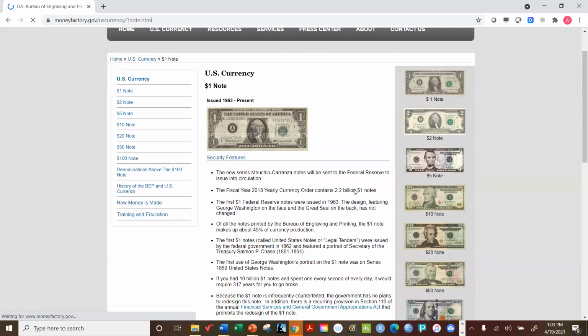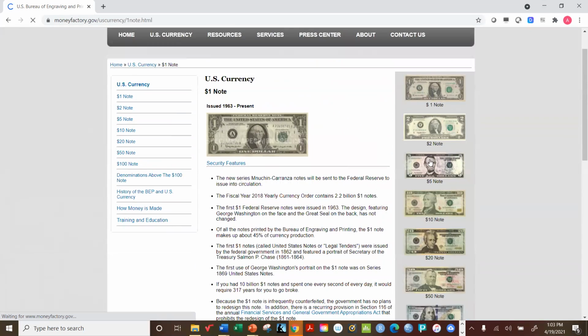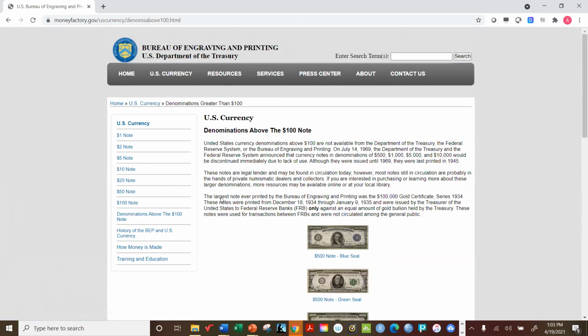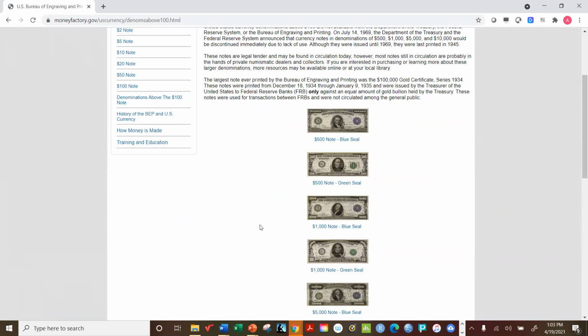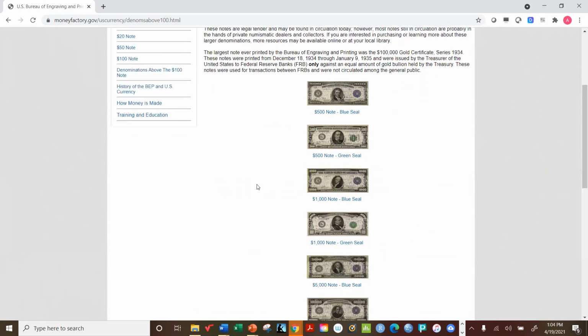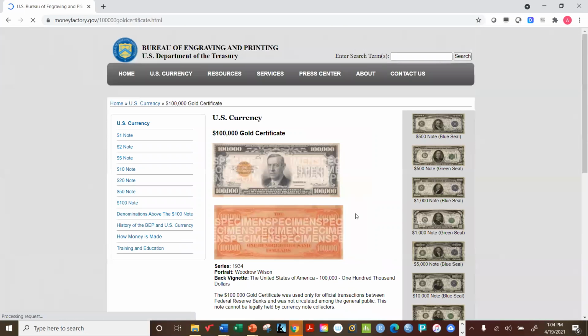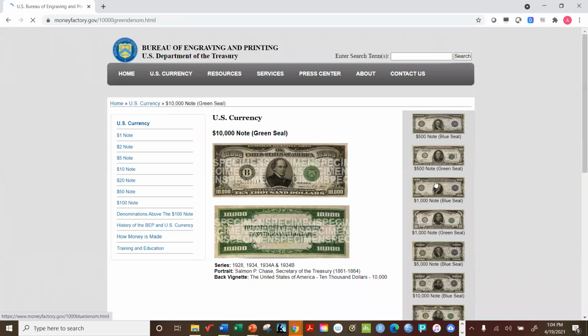Oh, look at this. If you weren't sure what they're using, you can tell now this is what the current $2 bill looks like because they have it right here. Now, by the way, they used to have paper money that was larger than a $100 bill. They've been retired recently, but there used to be a $500 bill, $1,000, and of course we saw already the highest, the $100,000 gold certificate with Woodrow Wilson's picture on it. But there had been a $10,000 note.